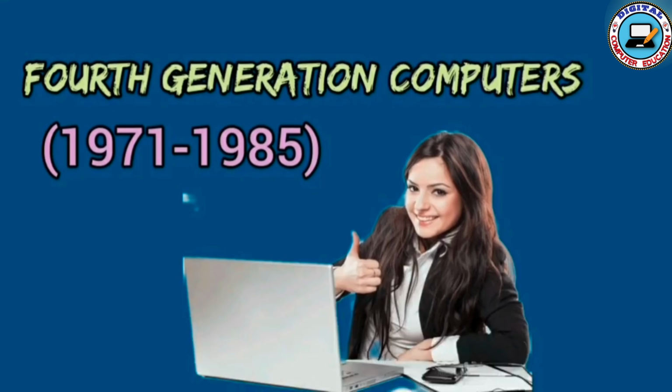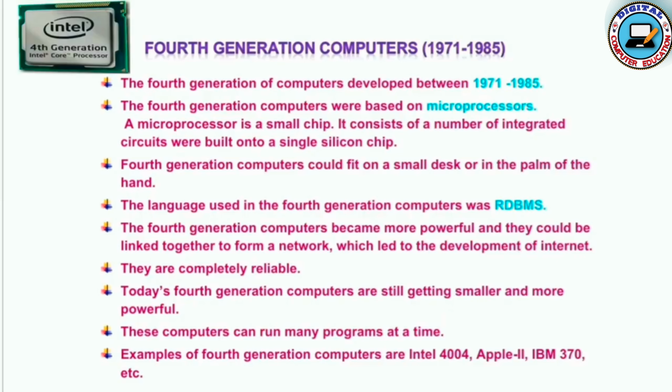Now moving forward and discussing fourth generation computers. The fourth generation of computers developed between 1971 to 1985. The fourth generation computers were based on microprocessors. A microprocessor is a small chip. It consists of a number of integrated circuits built onto a single silicon chip. Fourth generation computers could fit on a small desk or in the palm of the hand.